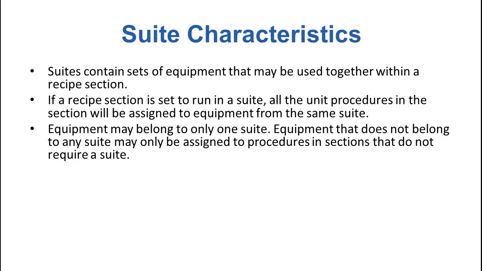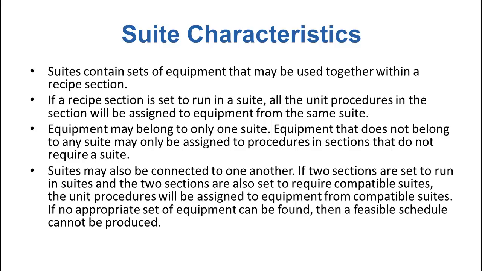Equipment that does not belong to any suite may only be assigned to procedures in sections that do not require a suite. Suites may also be connected to one another. If 2 sections are set to run in suites, and the 2 sections are also set to require compatible suites, the unit procedures will be assigned to equipment from compatible suites. If no appropriate set of equipment can be found, then a feasible schedule cannot be produced.